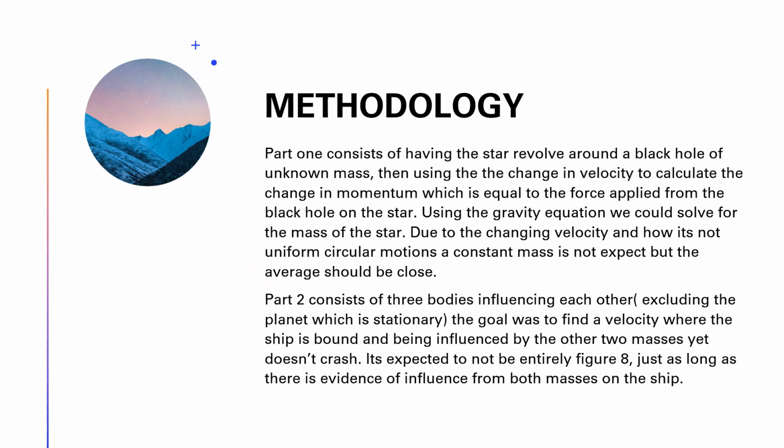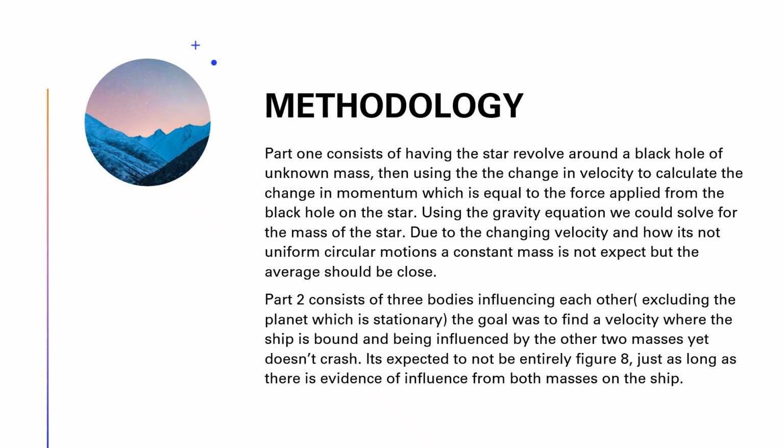All right, methodology. So part 1 is essentially, like I said, we got a star revolving around a black hole, and then using the change in velocity, we calculate the change in momentum, and then using that, we can find the F-net, and then set that equal to F-grav, find the mass. Now, due to the fact that it's not uniform circular motion, the change in velocity is not going to be constant, and so the mass is going to vary each cycle, but it's going to be reasonably close, and so the average is going to be very close.